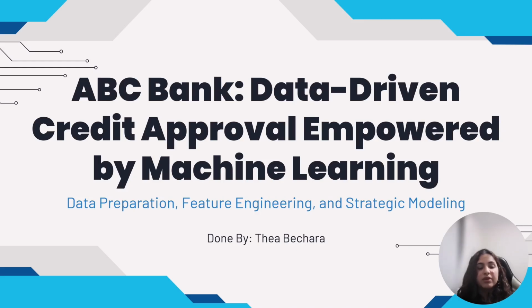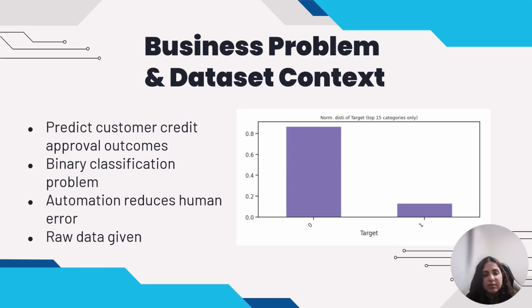The topic of today will be about how data preparation, pre-processing, feature engineering, and machine learning models can help us predict things in a dataset. Today's dataset is for the ABC Bank. A bit of context about the ABC Bank is it's a system that's currently manually approving or denying credit card applications, and they are moving towards an automated system.